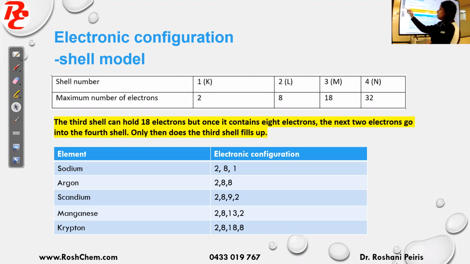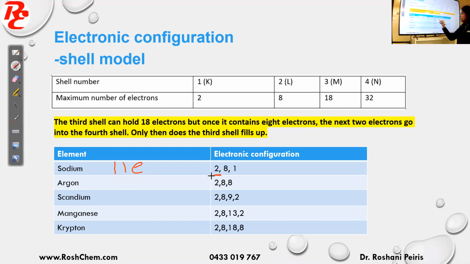Okay, we'll take the example sodium. Sodium's atomic number is 11, which means it has 11 protons. And we know the protons and electrons are equal in neutral atoms. Therefore, electrons are also 11. So we write the electronic configuration for these 11 electrons, which I write as 2, 8, 1.